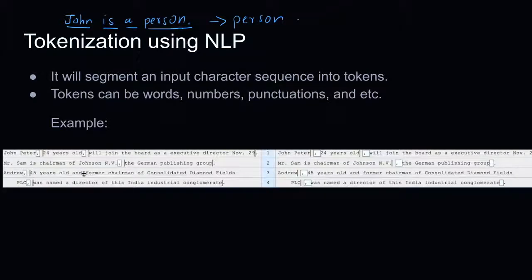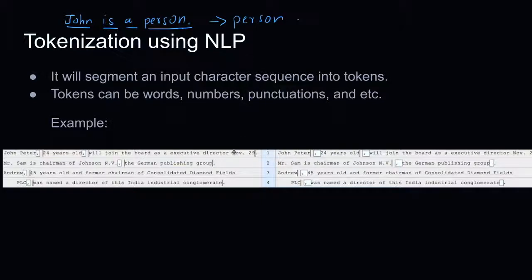So this is an example of tokenization using NLP. Here you can see the difference between the normal tokenizer and NLP based tokenization. So here, John, Peter, comma, space. This comma needs to be separated, so that's the final output. Here the comma is separated using whitespace. Similarly for world. Whereas in the case of Nov dot, the dot is not separated using whitespace.